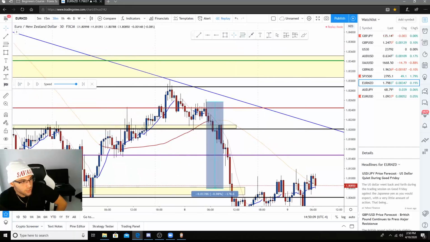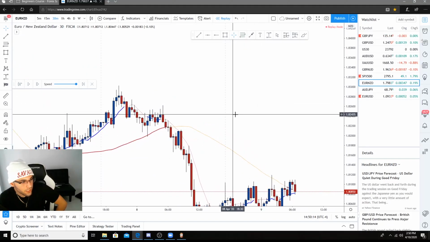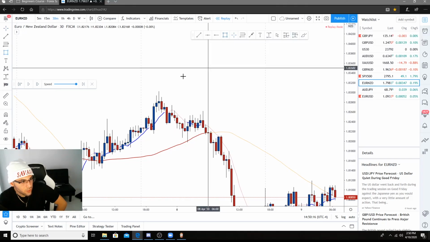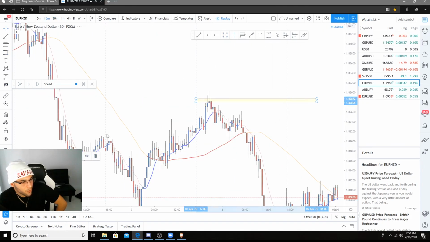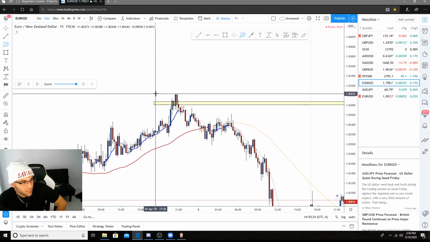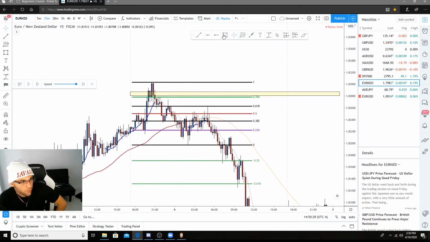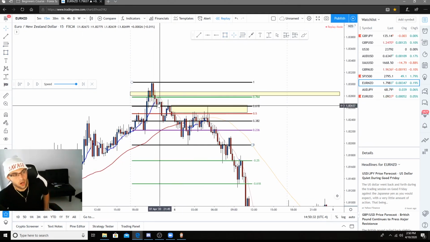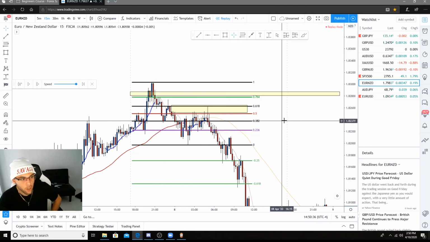Yes, I know my chart is looking a little bit cluttered. So now I'm just going to clean it. Now look, let's do the same thing. Let's plot our form of support and resistance here. Boom, let's go to the Fibonacci. Now look at this. If you didn't want to enter there, you could have used this form of Fibonacci to kind of get this little ripple effect. And as you guys can see, it came back, worked out perfectly.